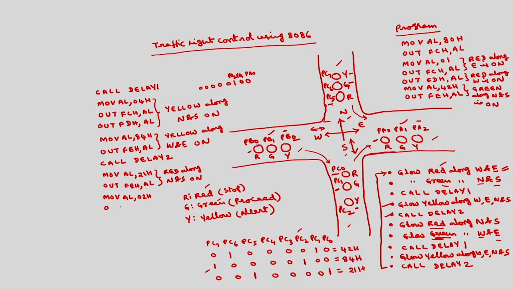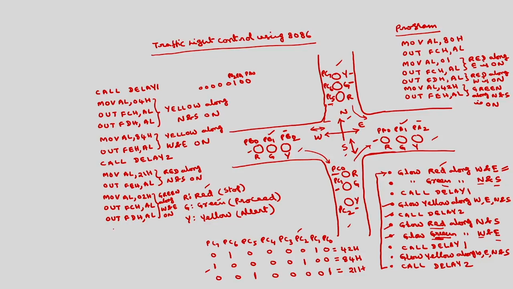out onto port A as well as port B. FCH comma AL, out onto FDH comma AL. So these three instructions will turn on green along west and east. So this is over, this is over.